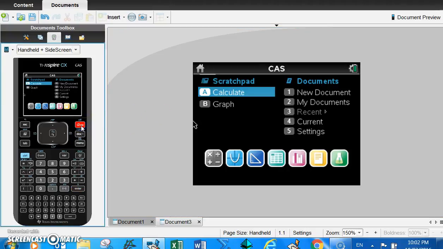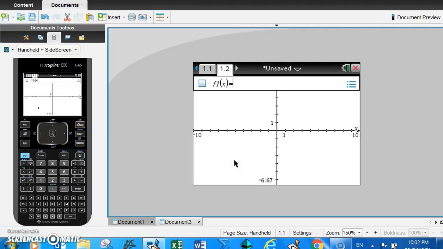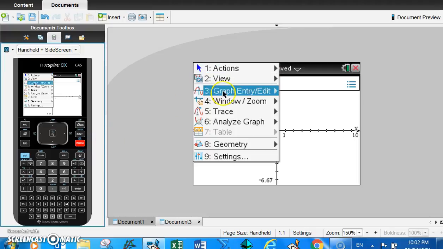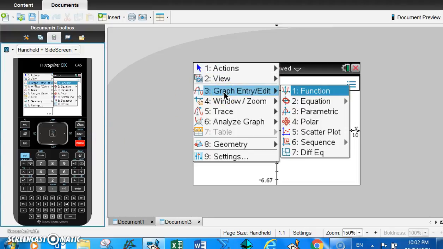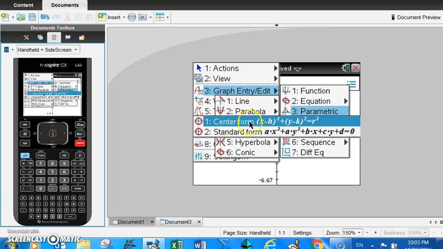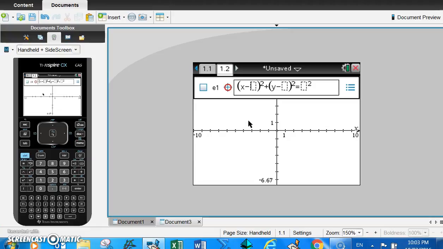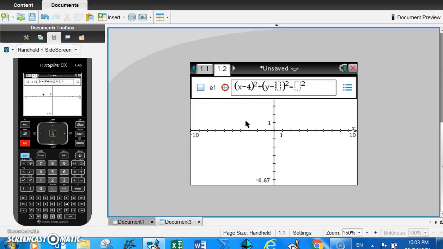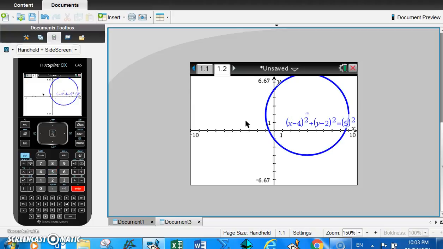Go to our home page, choose Graph. We're going to graph a circle. So we go to Menu, up to Graph, and then choose Equation, down to Circle, and there are two options. We'll choose the first one. And suppose the circle that we wish to draw has a centre at 4, 2, so we enter in 4, hit Tab to take us into the next field, enter 2, hit Tab, enter 5, then tap Enter.